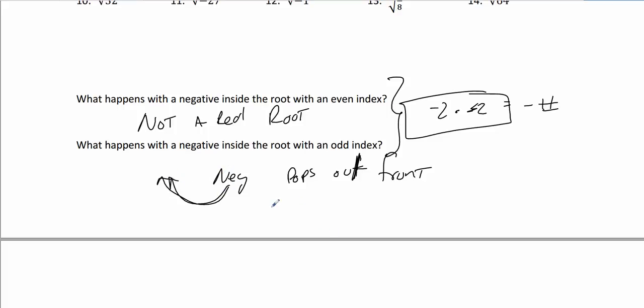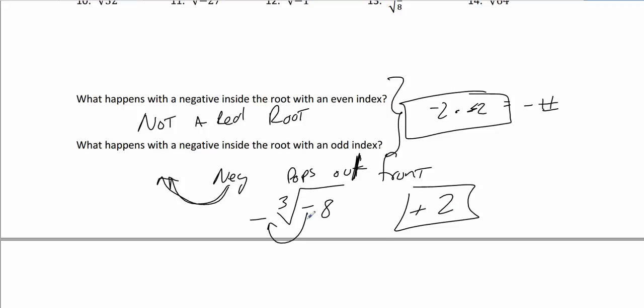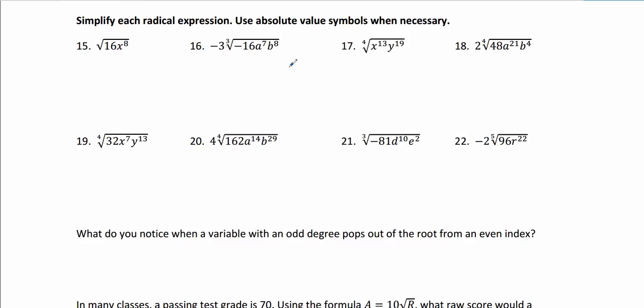So for instance, this is another example here. If I have a negative out front there and I have a negative inside, this negative pops out. What does that make the whole problem? It makes it positive because the negative is already there, plus the negative popped out. So it makes it a positive and then a +2 because why? Well, that's why. Okay, so that's what happened there. All right, let's go on to the next page.